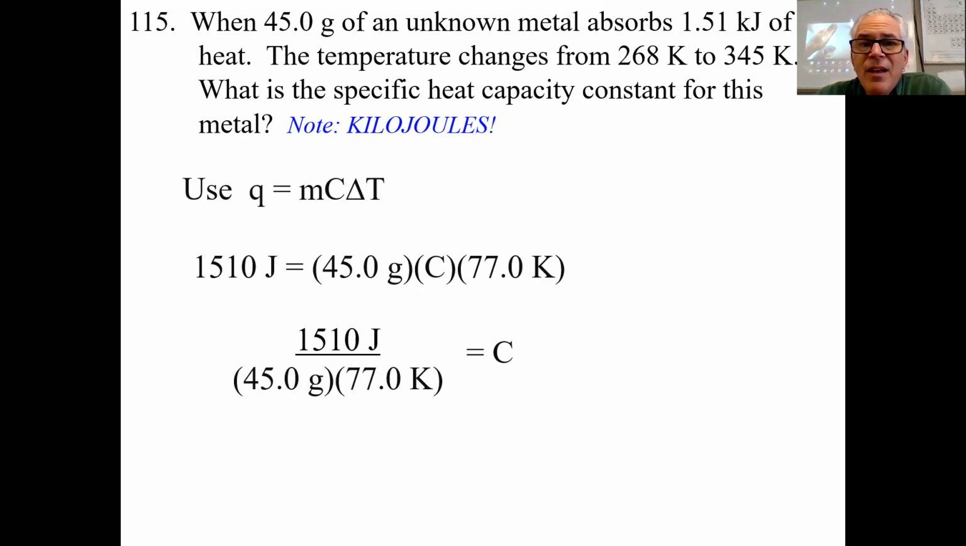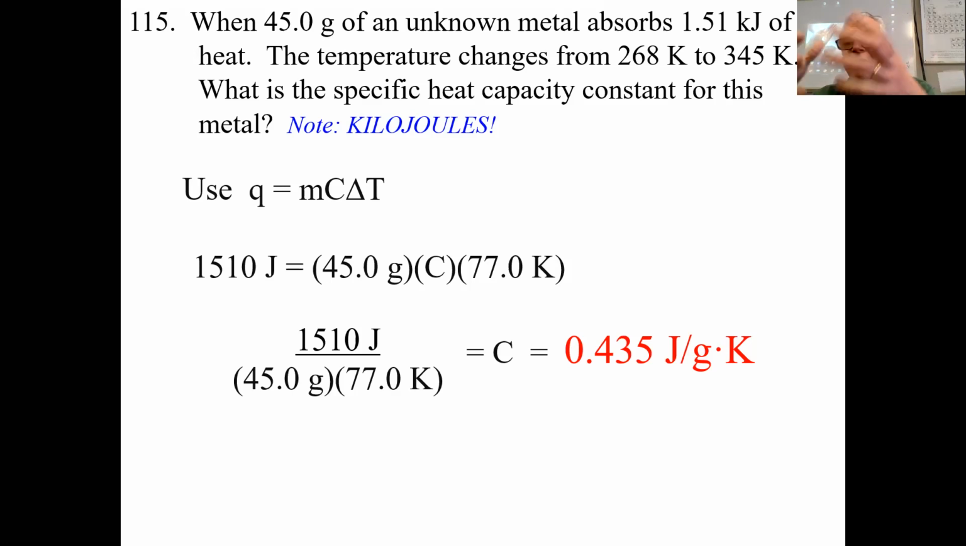The mass is given, the C is the unknown, and the delta T, that's 345, take away 268. 77 is the delta T. We got to get the C by itself. So we divide both sides by the mass and the temperature. And the answer is going to come out. Look at these beautiful units. Joules divided by grams times Kelvin. And that's going to come out to be 0.435 joules per gram Kelvin.